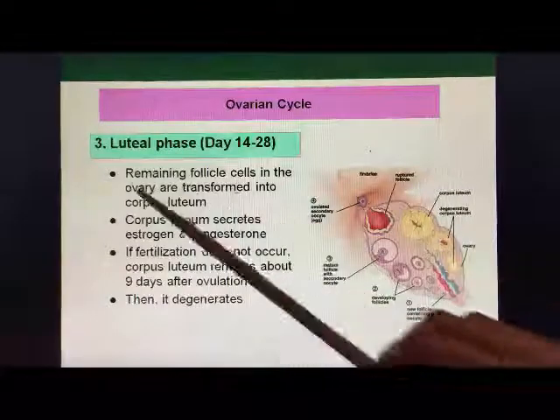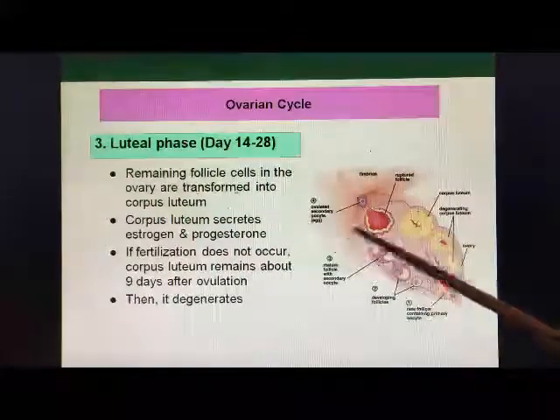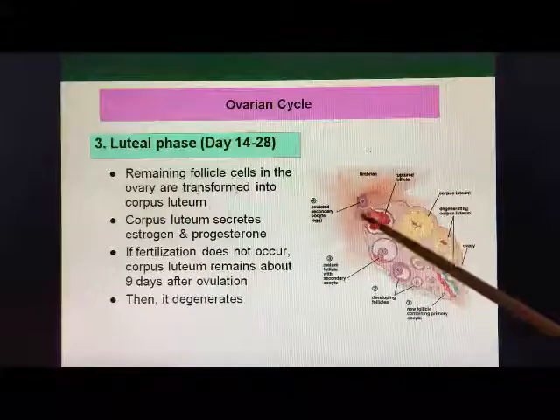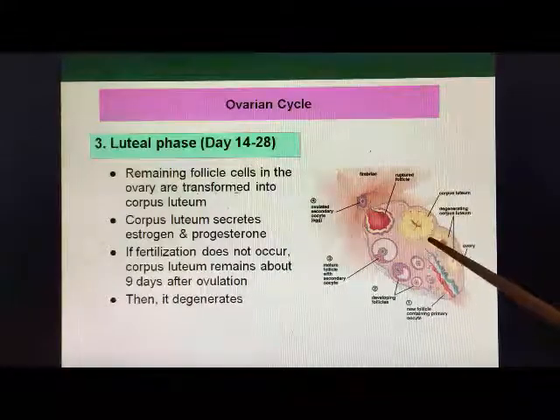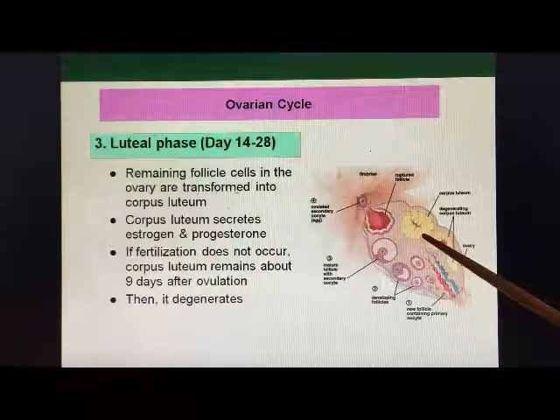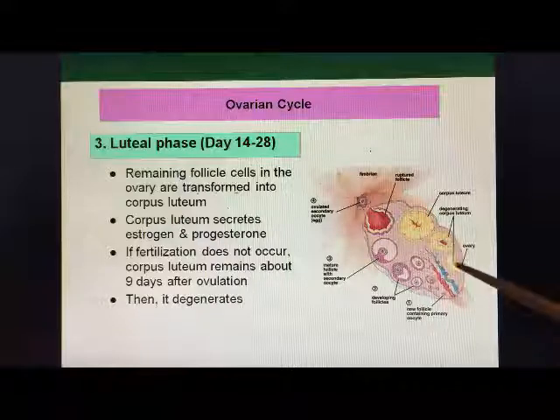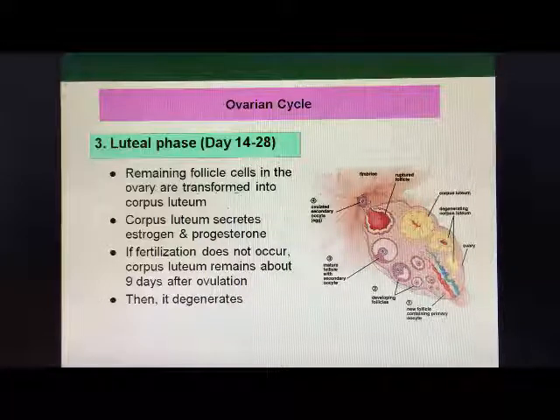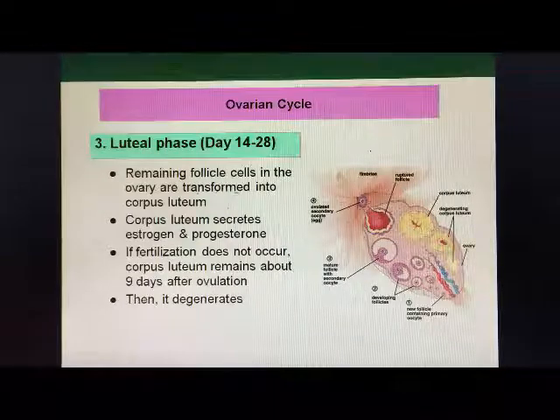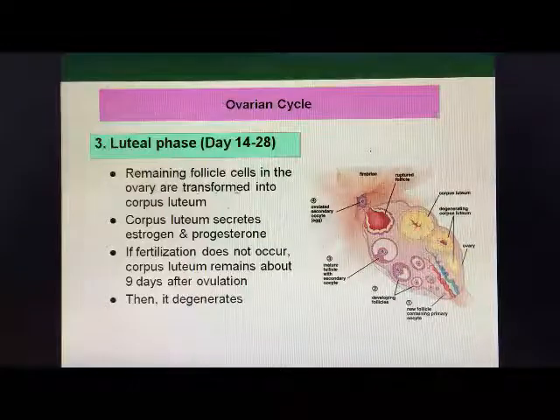So we can see here that the luteal phase occurs from about day 14 until day 28. The remaining follicle, the ruptured follicle, will transform itself into the corpus luteum. This corpus luteum will start to secrete estrogen and progesterone. If fertilization does not occur, this corpus luteum will degenerate. But if fertilization occurs, the corpus luteum will be maintained and continue secreting estrogen and progesterone.